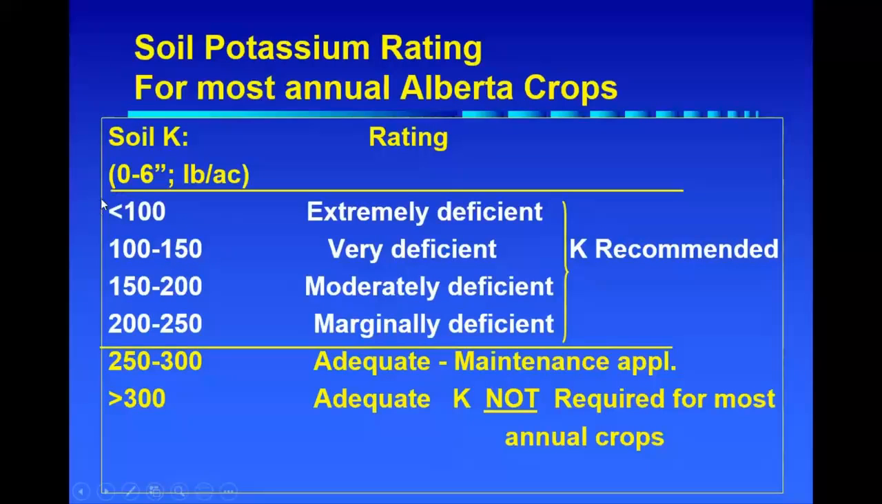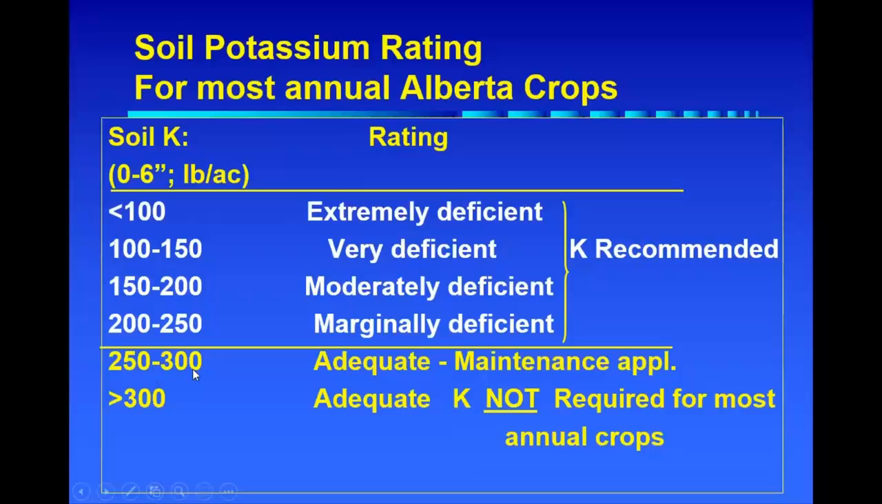Now, if your soil test level for potassium is less than 100, that's extremely deficient, and you're at a very high probability you're going to get a response to potassium. As your soil test levels increase, then we would change from very deficient to moderately deficient to marginally deficient. Once you're up at about 250, that's really about our cutoff for many of our annual crops, not for all, but for most of our crops.